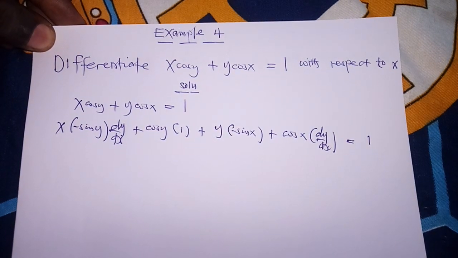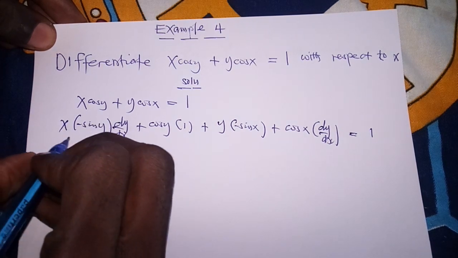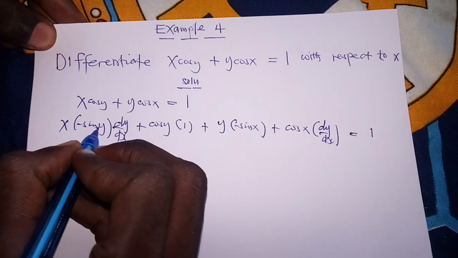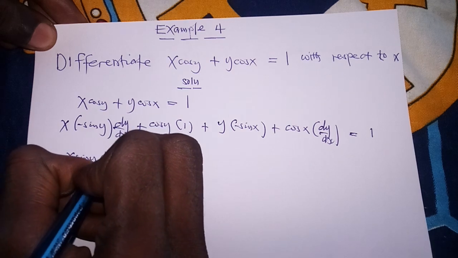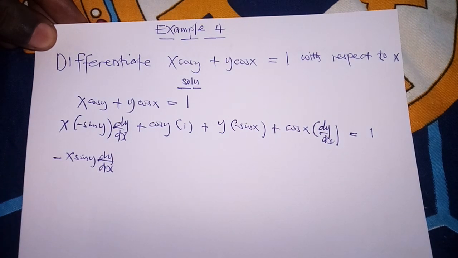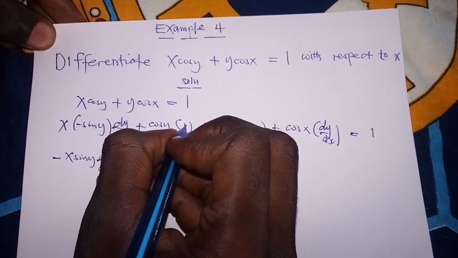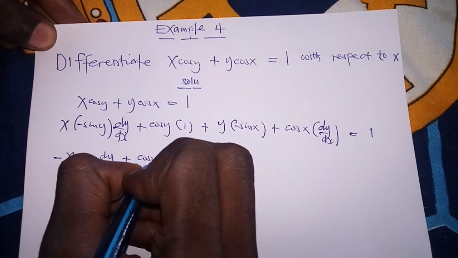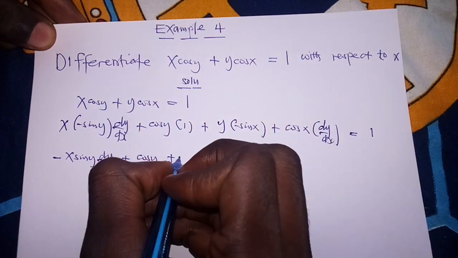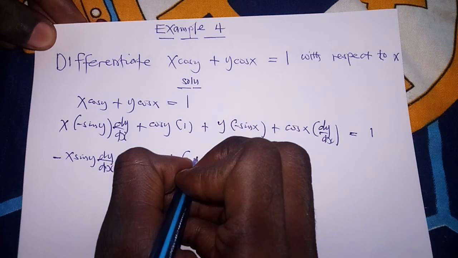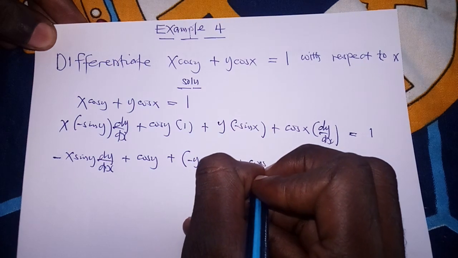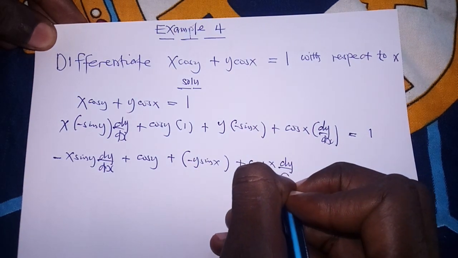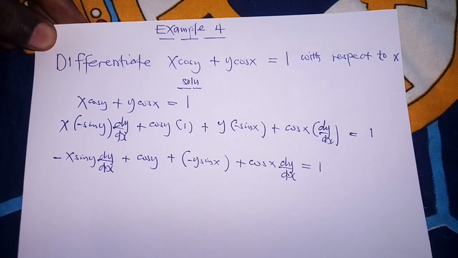Okay, now the next step, what are we to do here? Let's just try to multiply it now. We say x multiplied by minus sine y, giving you minus x sine y, dy upon dx. Now we say plus cos y times 1, it is cos y. Then we say plus, now multiply this one, giving you minus y sine x. Okay, plus this one giving you cos x dy upon dx. Then everything becomes 1. Okay, now from this point, what are we to do here?